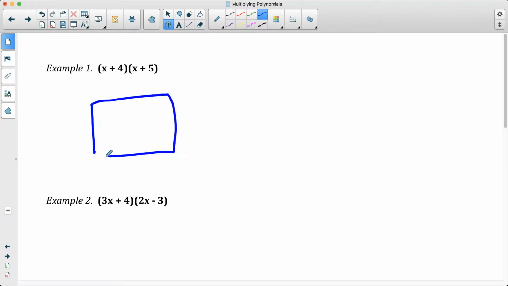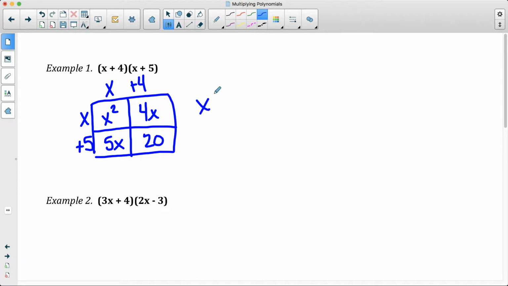So the box method, draw out your 4 boxes. Pick one of your binomials, write it across the top, and the other along the side. Order doesn't matter since we're doing multiplication here. And then multiply together what's outside the box and write the product or the answer where they intersect. So x times x is x to the second, x times 4, 4x, x times 5, 5x, and 5 times 4 is 20.